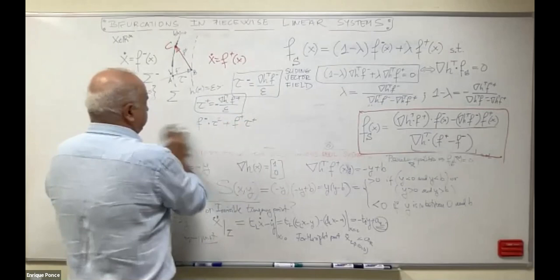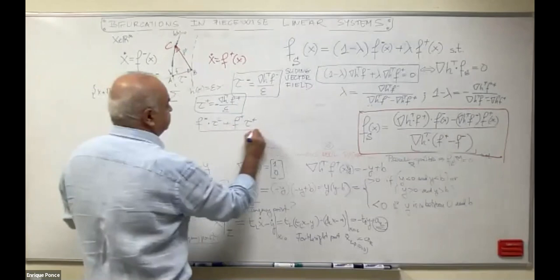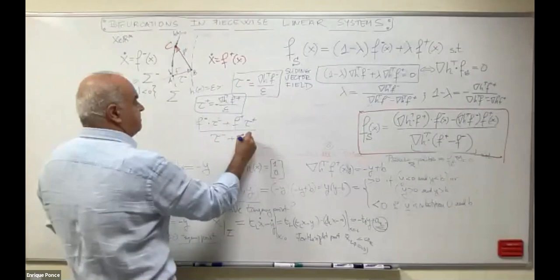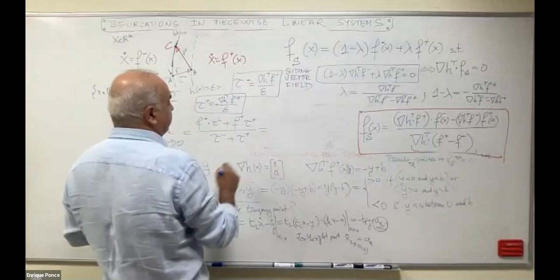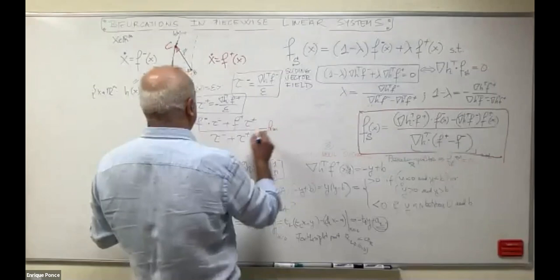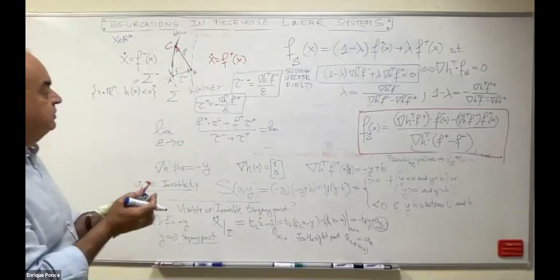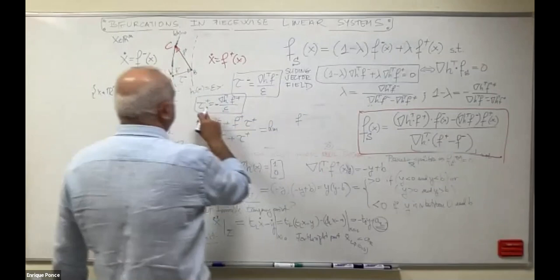This is the total space, and now divide by the total time and take the limit when this error tends to zero. What you get is an expression like this. Of course, this vector field should be evaluated in different points, but at the end, when you take the limit with epsilon tends to zero, you get this.